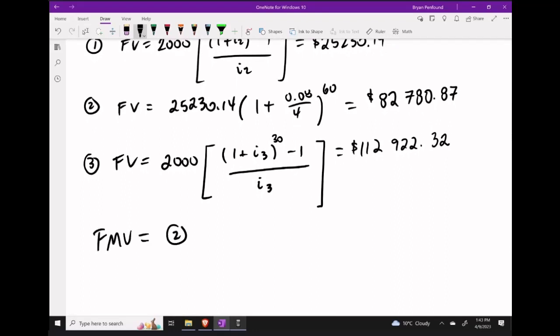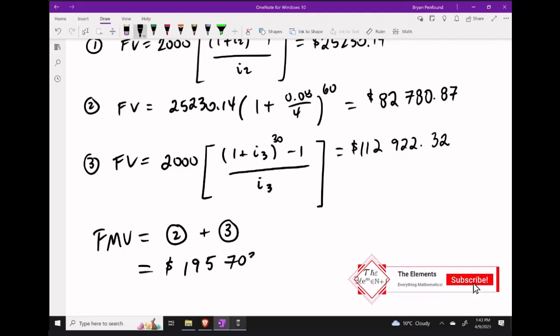So our last step here is to get the fair market value 15 years from today. And to do that, we're going to add up the future value of our green payment stream, which was calculated in part 2, and then the future value of our red payment stream that was calculated in part 3. Adding these together, we get $195,703.19.